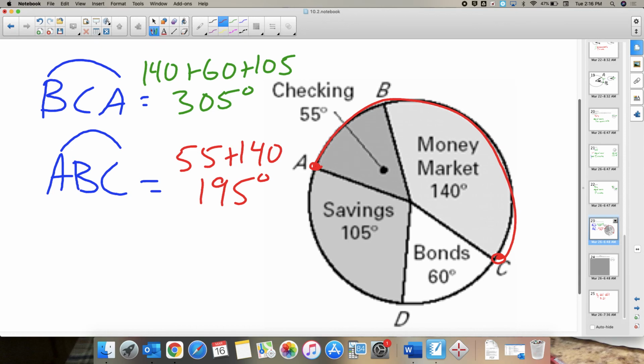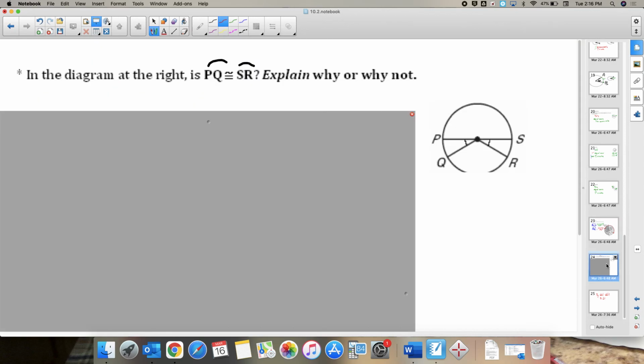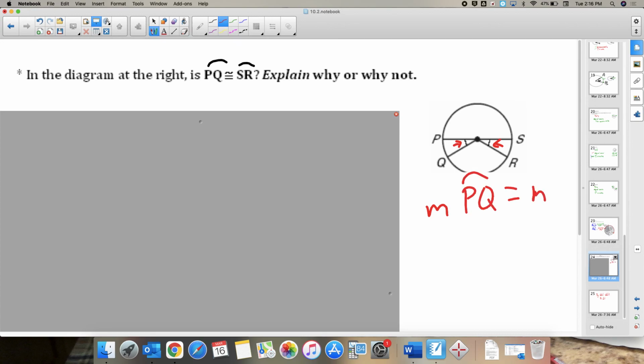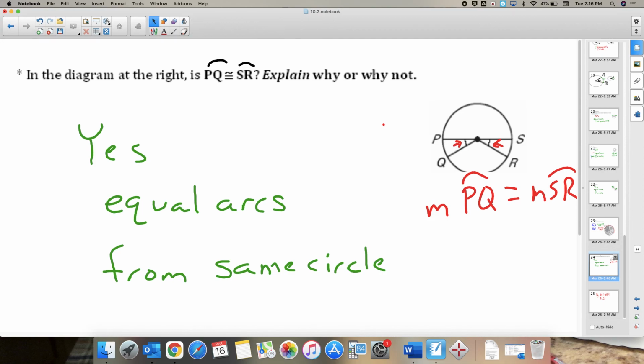All right, last question then. It says in your diagram, is PQ congruent to SR? So here we don't know the measurement of them, but since my central angles are congruent, the measure of arc PQ will be equal to the measure of arc SR. And then they come from the same circle. So we do have our equal arcs, and they're from the same circle. So our answer would be yes.